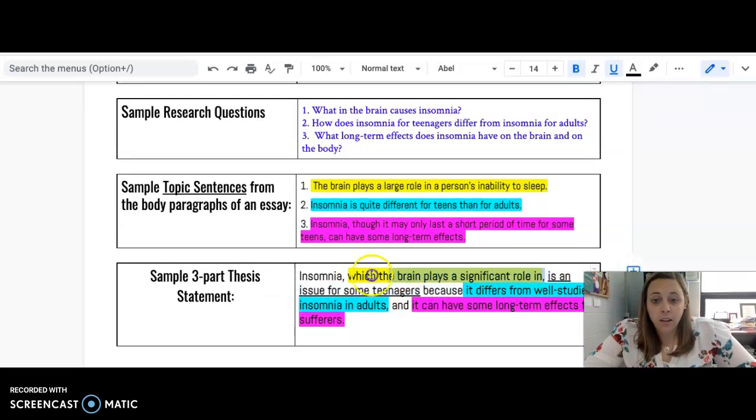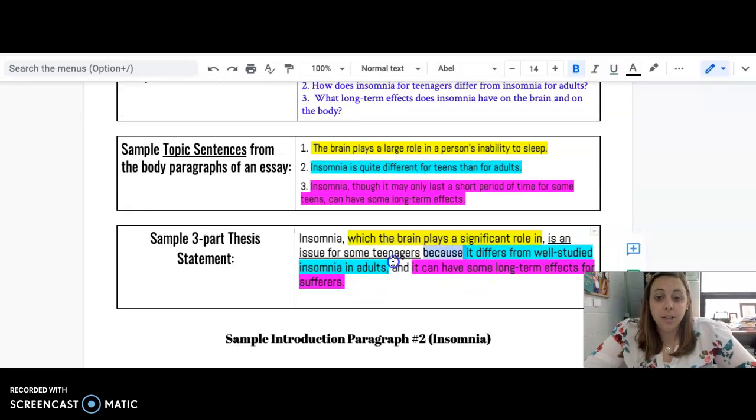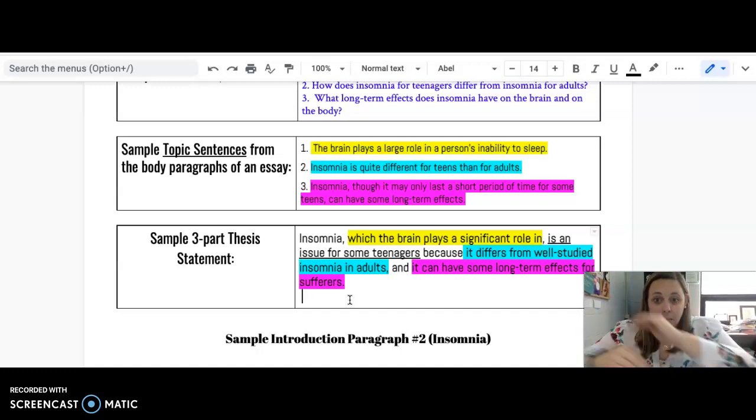Then I'm going to have something that suggests I'm going to talk about the brain. Something that suggests the next thing is I'm going to talk about how it differs from adults. And then the last thing I'm going to talk about is long-term effects. So all of that goes together into a three-part thesis statement. That is a well-written sentence. It's not a run-on sentence. It's not 3 sentences long. You notice that I had to change the wording here to make it fit into a sentence. That's okay. I cannot just list sentence, comma, sentence, comma, sentence, comma.